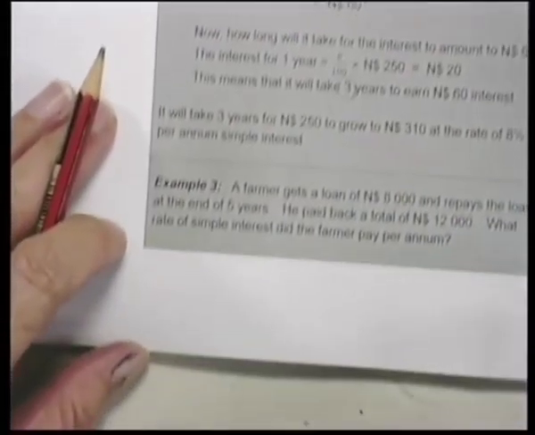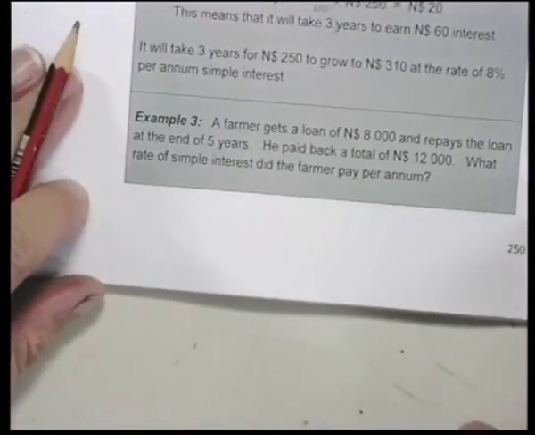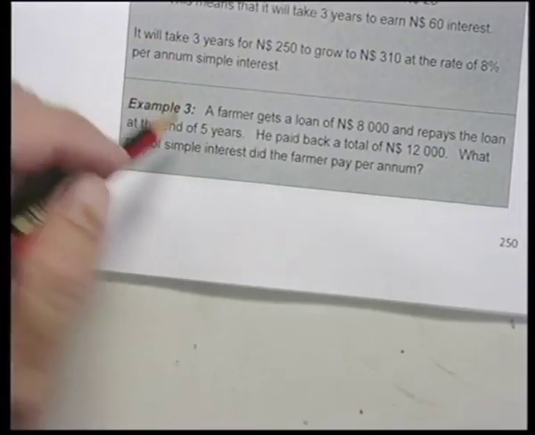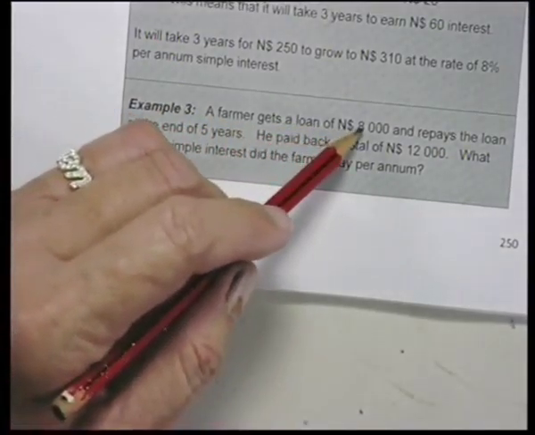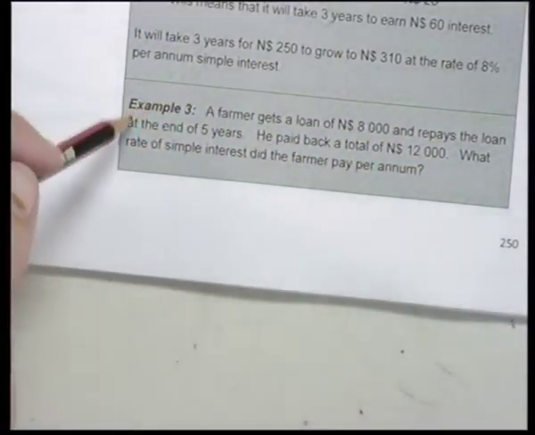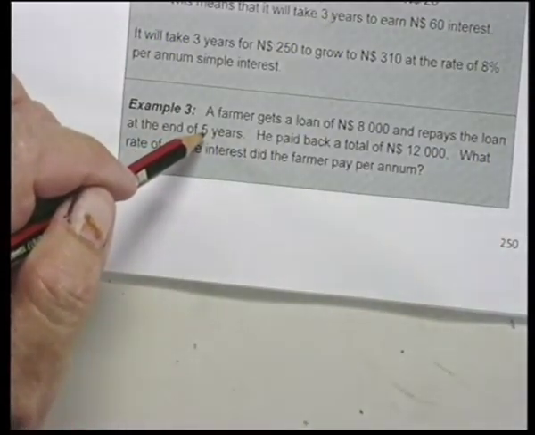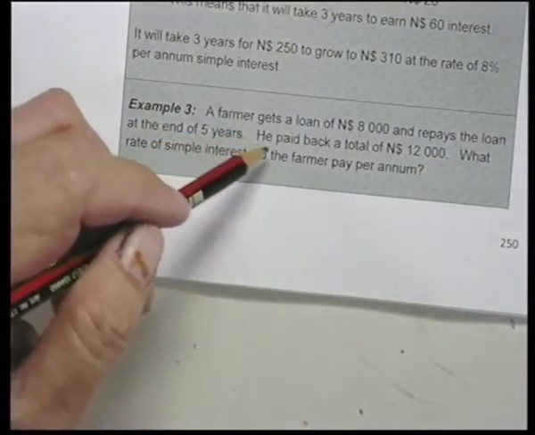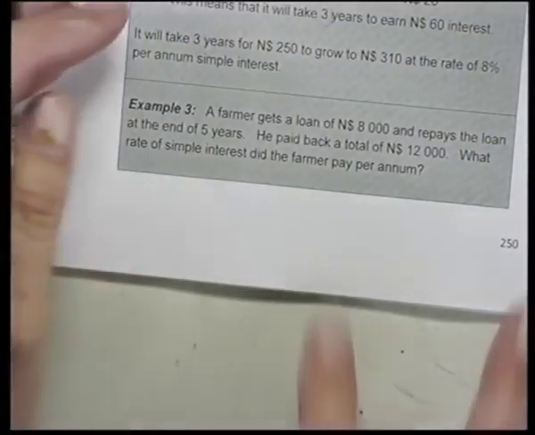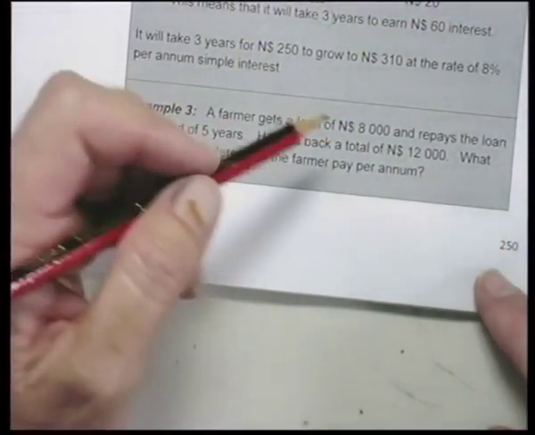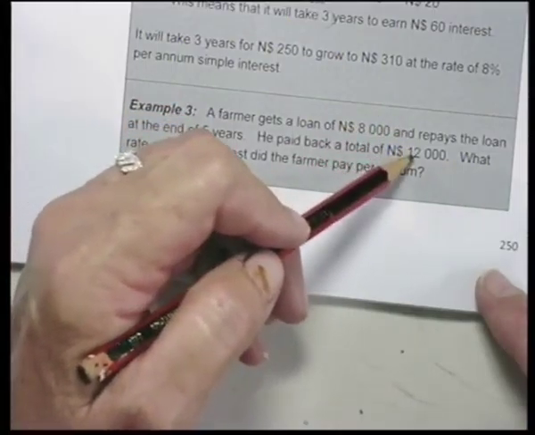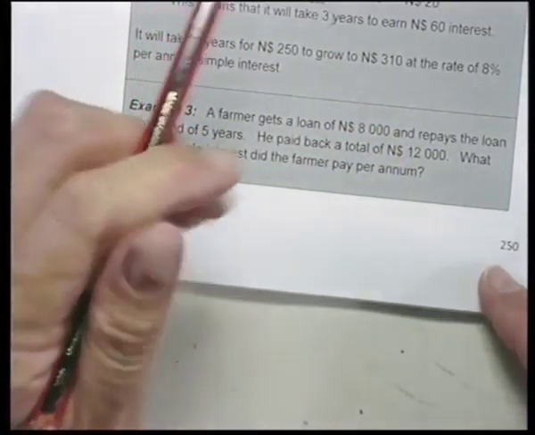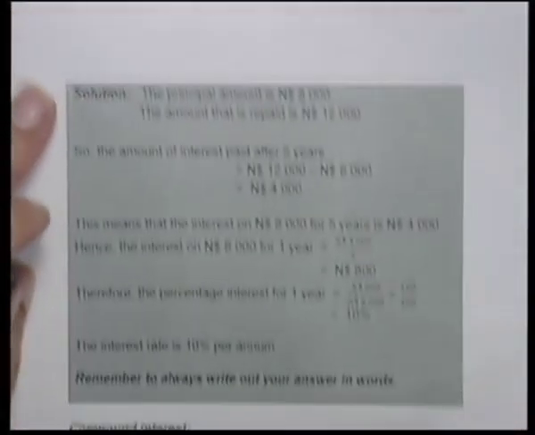Right. Let's look at example three. This is also real life. A farmer gets a loan of 8,000 and repays the loan at the end of 5 years. So it takes 5 years to pay the money back. He paid back a total of 12,000. What rate of simple interest did the farmer pay per annum? So he got a loan of 8,000, but he had to pay back 12,000. Let's look at the solution of this example.